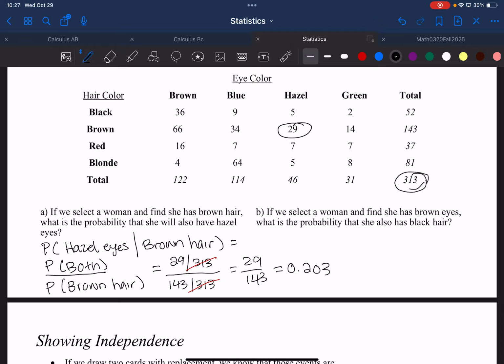Do you really need to know, I guess, fractions? No, because what do you have? We have Desmos, right? You could have typed in those two fractions divided by each other, and it would give you 0.203.